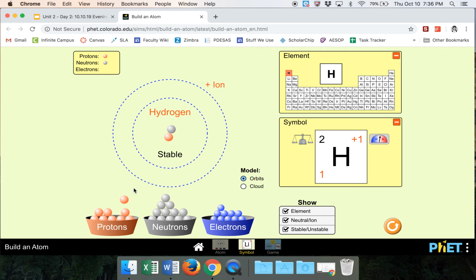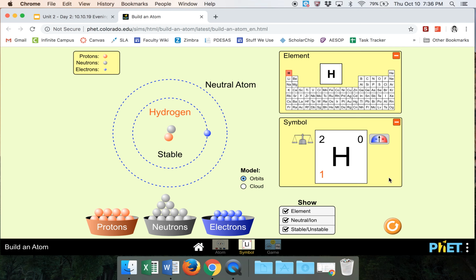I also forgot, when we look at protons, it also changes the mass here. Okay, so the only things that change the mass are the protons and the neutrons. The neutrons tell us if it's stable or unstable, and the electrons change the charge. Okay, so hopefully that makes sense.